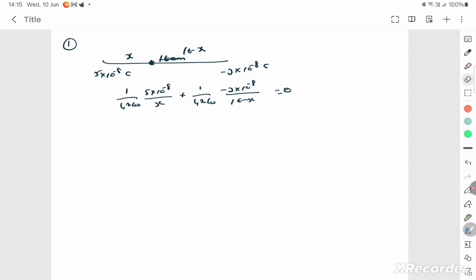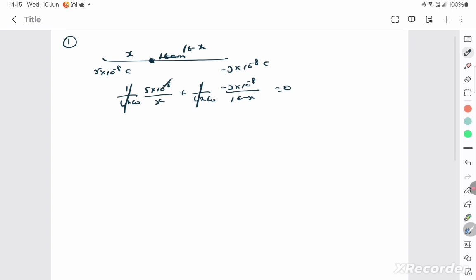Then you're adding all this, and so 1 by 4 pi epsilon naught will get cancelled and 10 to the power minus 8 gets cancelled. 5 by x is equal to 3 by 16 minus x, and on cross multiplying you get 3x is equal to 80 minus 5x, 8x is equal to 80, x is equal to 10. So you get 10 centimeter to be x and therefore 6 centimeter to be the other side.